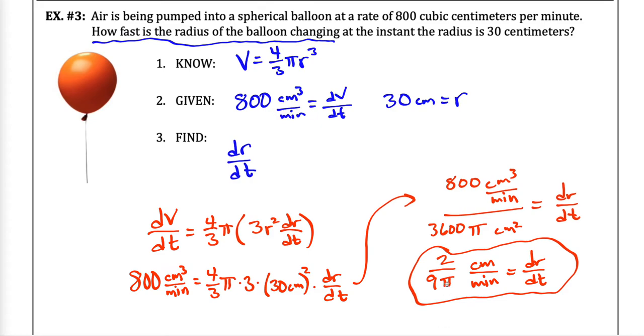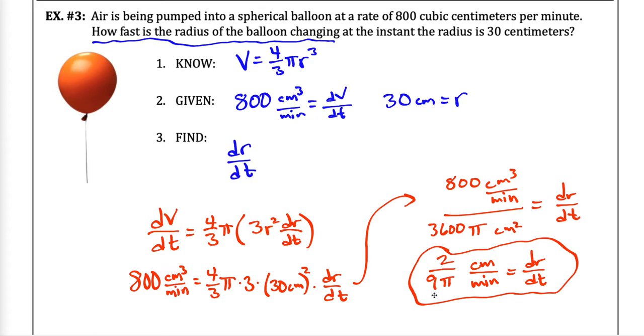Obviously, off the top of my head, I don't know what that number is. I guess it's 2 divided by roughly 30. So like 1/15th. So what is that, like 0.07? Okay, so it'd be close to 0.07 centimeters per minute that it's changing.